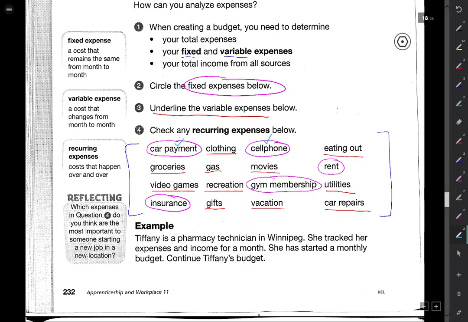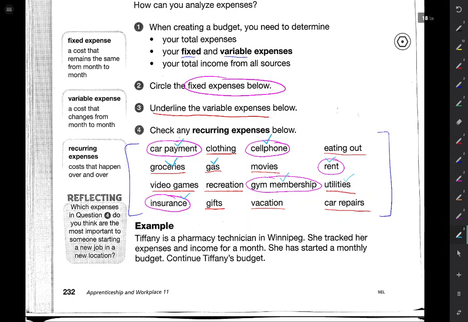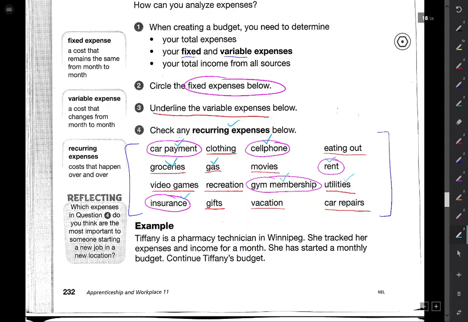Your cell phone bill will definitely be reoccurring. Eating out, you don't have to eat out, so that one's not. But groceries, you're definitely going to have to buy groceries. Gas will also be recurring. You're going to have to fill up your tank regardless. Movies won't, but rent will be. Video games, you don't have to buy them. Recreation, you don't have to go out and do anything, but your gym membership, if you have one, will be recurring. Utilities will come every month. Insurance will be every month. Gifts, you don't have to pay for every month. Vacations, you don't, and car repairs, you wouldn't. So those are the ones that would be recurring expenses.